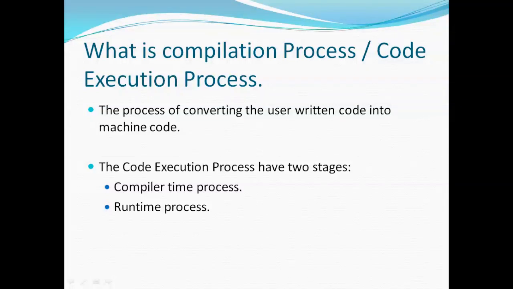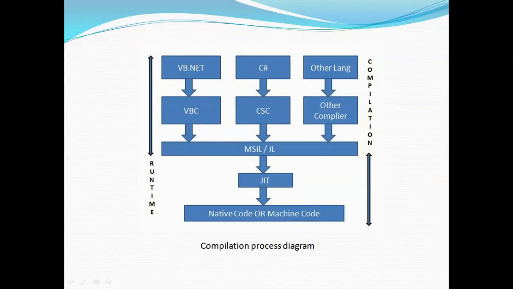The code execution process has two stages: compile time process and runtime process. Here is the compilation process diagram. It is done in two phases. As I have told you before, one is the compilation process and the second is the runtime process.